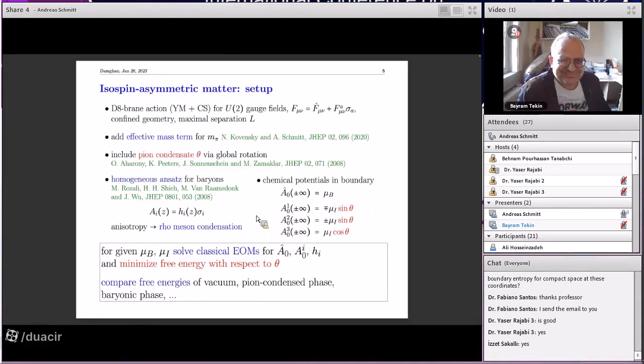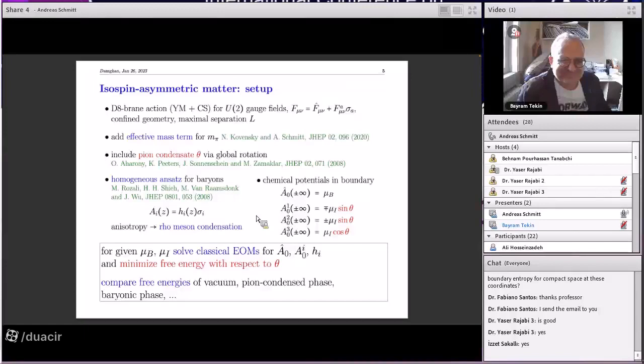Let me explain a few of the technical details that I'm using in this one slide. So I'm working with a D8 brane action. I'm using the Yang-Mills approximation. There's also a Chern-Simons term. I'm working with two flavors. So in the bulk, I'm working with U(2) gauge fields, which I may separate into abelian and non-abelian components. That's what you see in the first line. I'll work in the confined geometry with maximal separation L. So this L will no longer be a free model parameter for us. So I'm down to 2 model parameters.